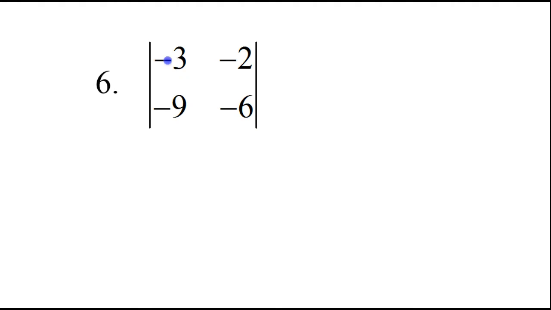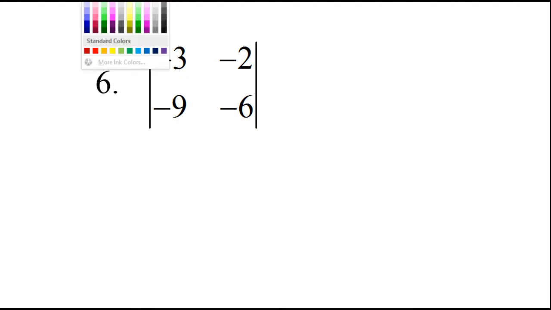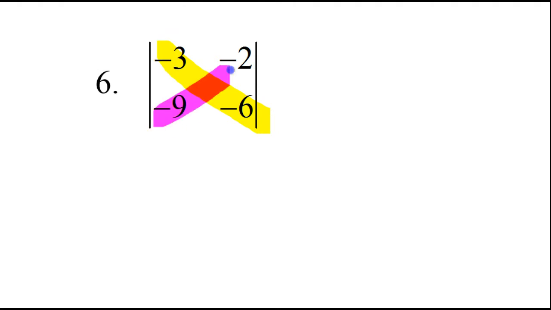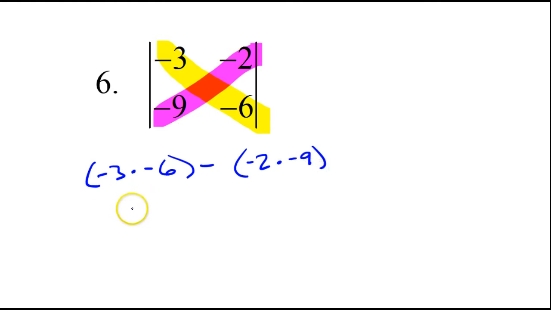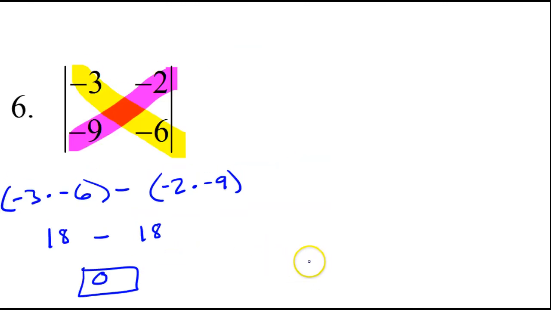Take a look at number 6. The determinant is going to be the down diagonal minus the up diagonal. Okay, so the down diagonal is negative 3 times negative 6. The up diagonal is negative 2 times negative 9. So this is going to be 18 minus 18. So that's going to be 0. So the determinant is 0.